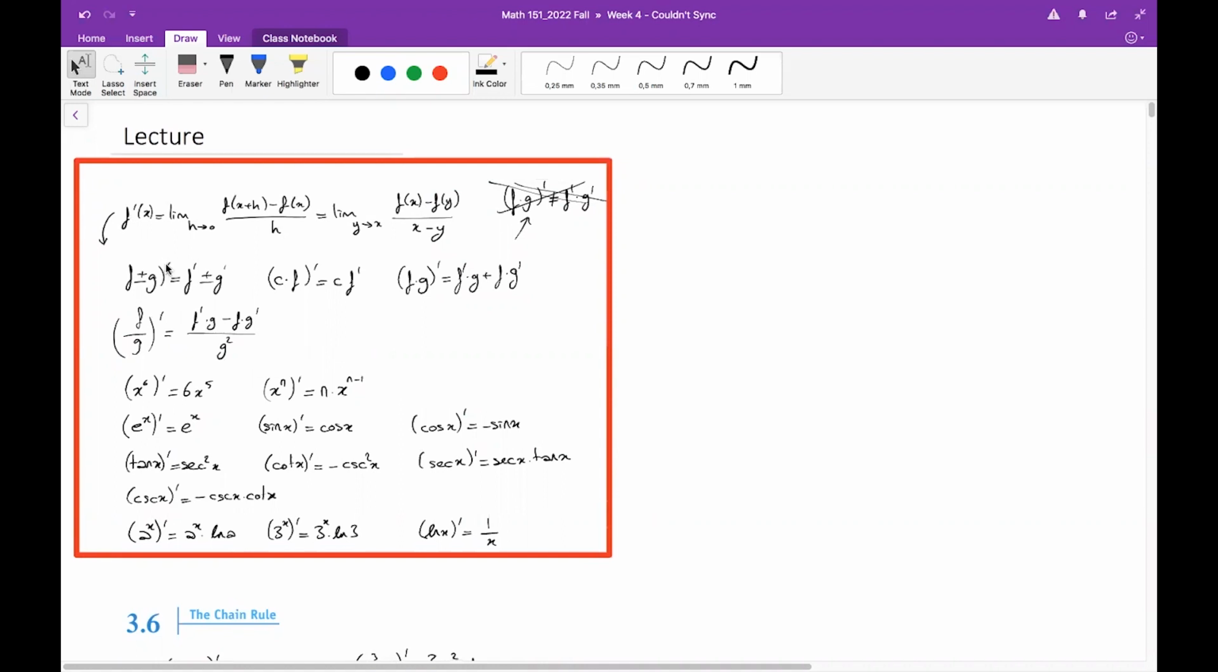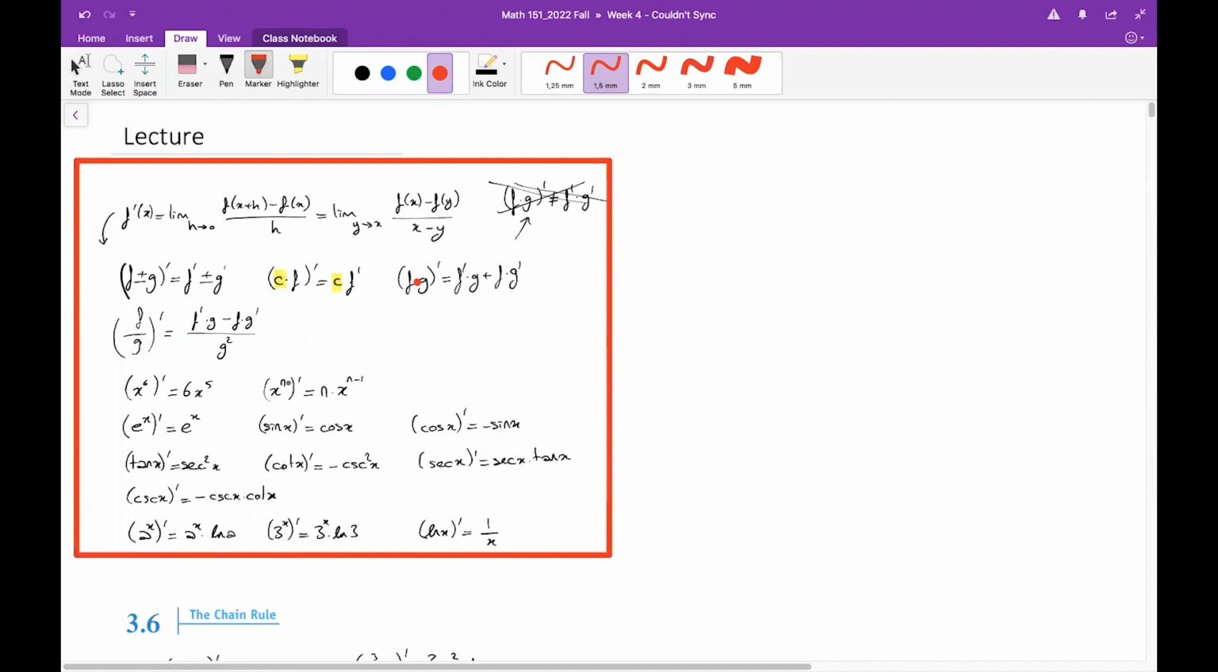You remember that the derivative can be distributed over sums and differences like this. The derivative respects scalar multiplication. You can take C out. And this is the product rule, remember? When you try to take the derivative of a product of two functions, you apply this kind of rule. This is the quotient rule. And these are the derivative rules.